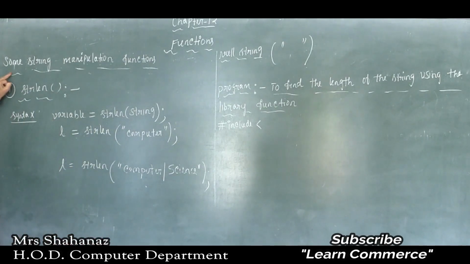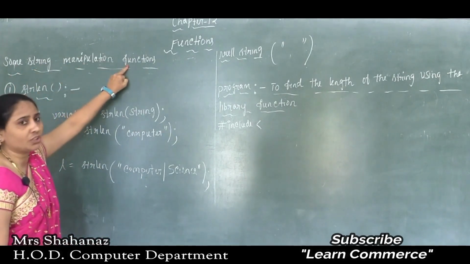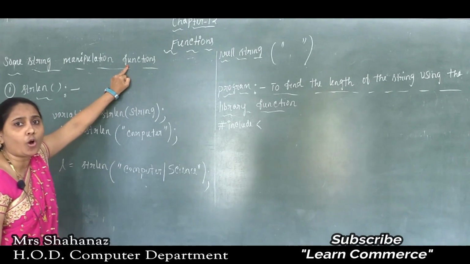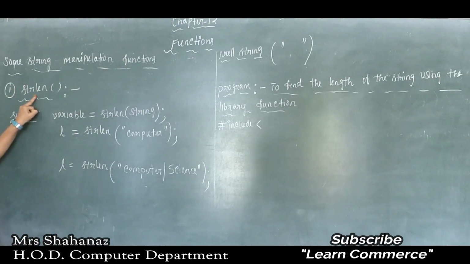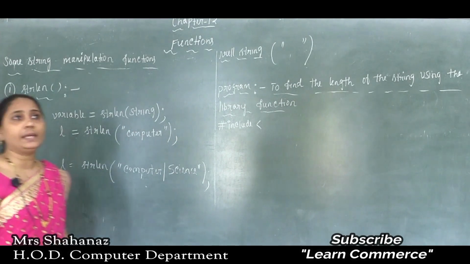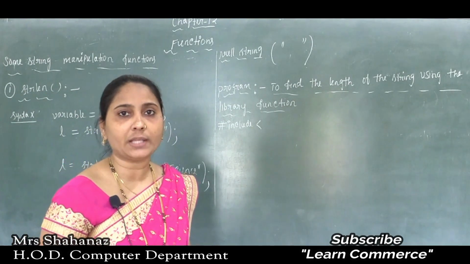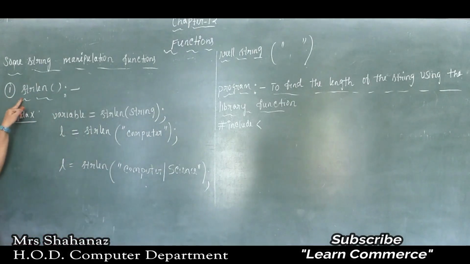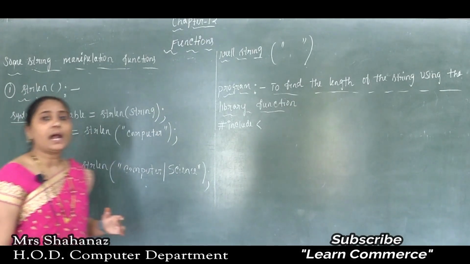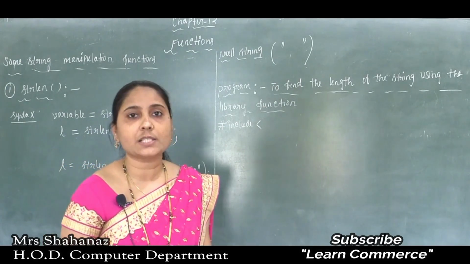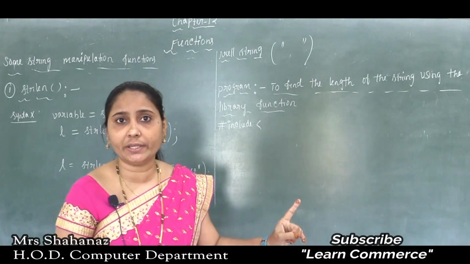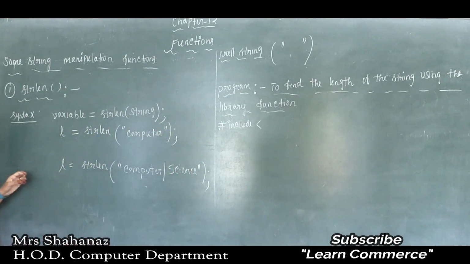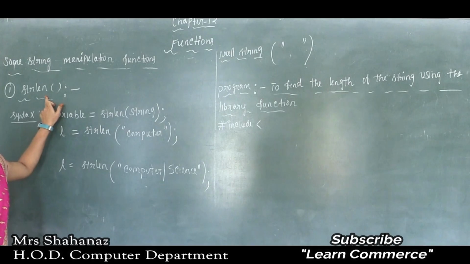First of all, some string manipulation functions. Manipulation means the functions of the string. The first function name is strlen, strlen function, that means open close is called a function. So why do we use this strlen function? As we know, this function returns the length of the string. We can say that this function returns the number of characters within this string.